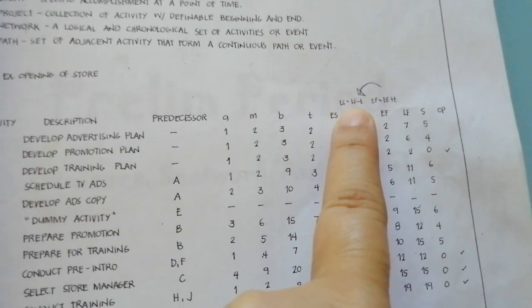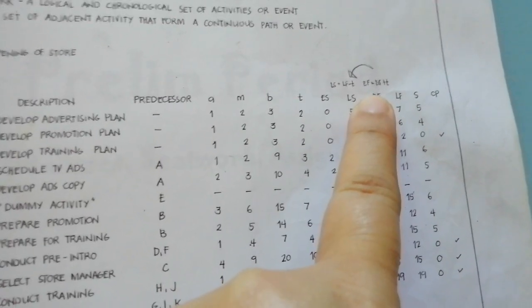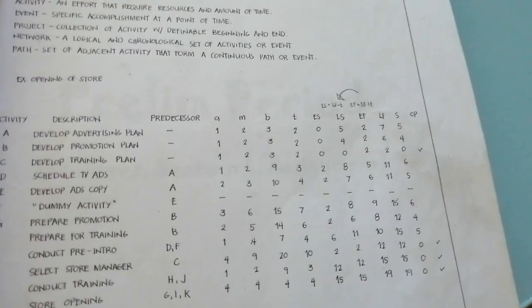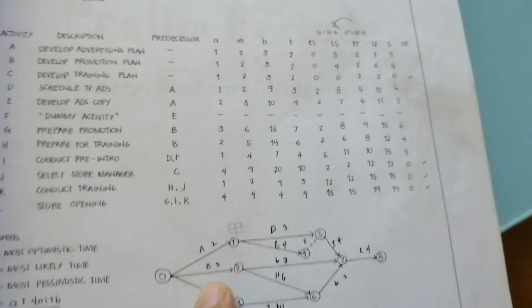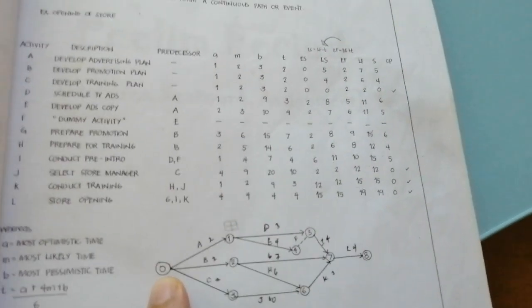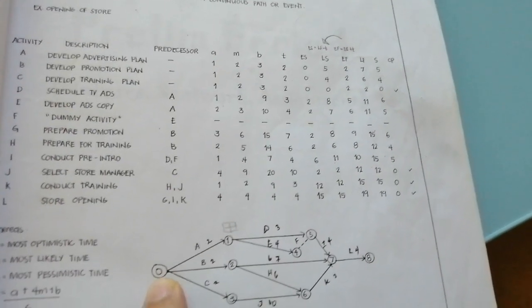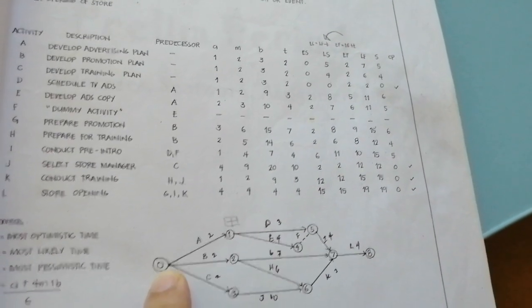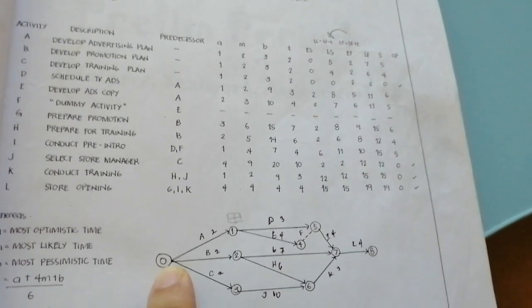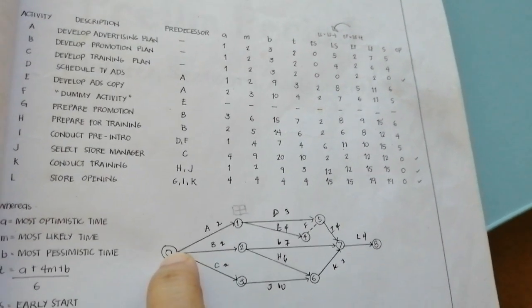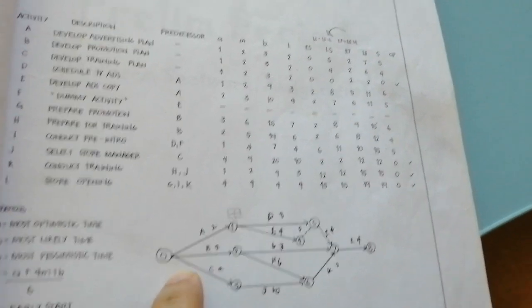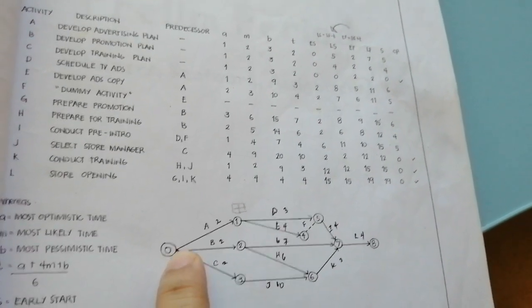In getting the LS and the EF, it is important that you draw first the network. Okay. Dun muna tayo sa ES. Initially, the time for A, B, and C, we don't have any value. It's 0 first, ang initial. Kasi ang ES is the early start. So, sa start ng A, B, and C, we don't have any time at all.